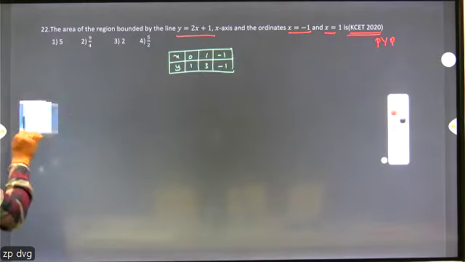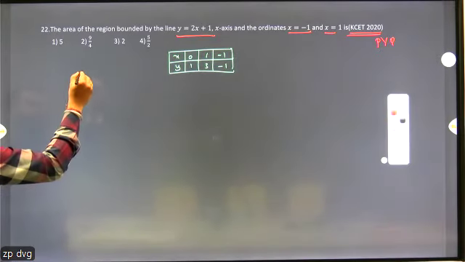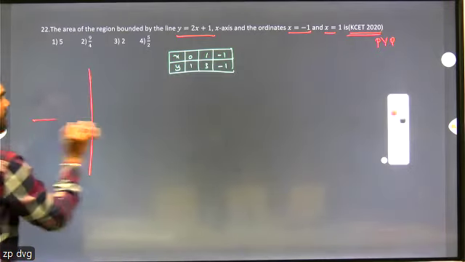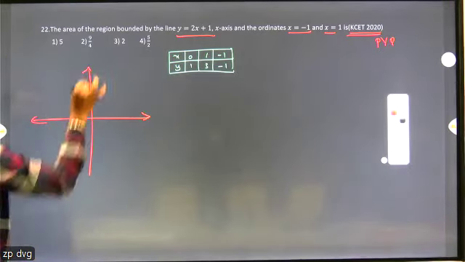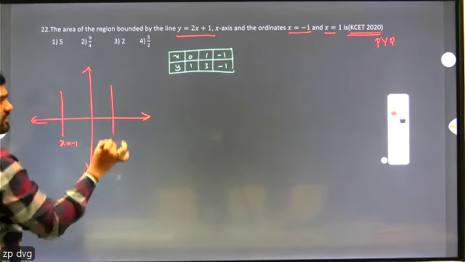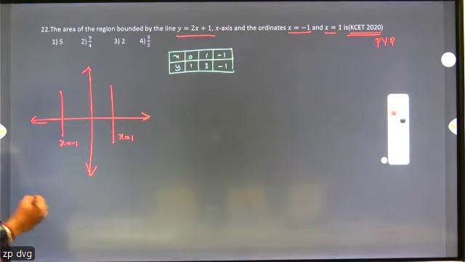Sorry, listen here. See, I want to draw the graph. Just see here what it is. First, what have they given? X is equal to -1, x is equal to 1.